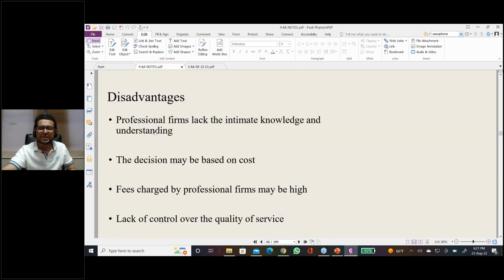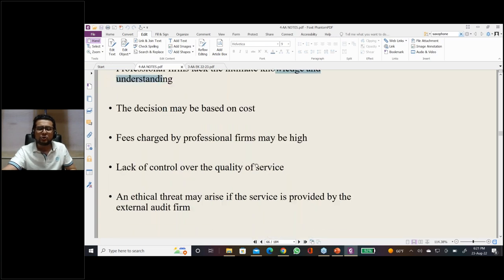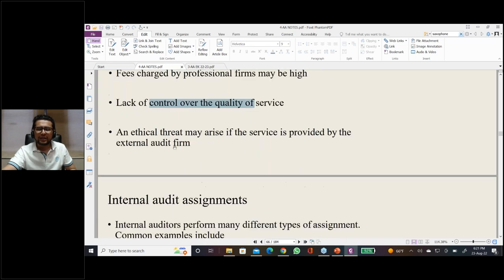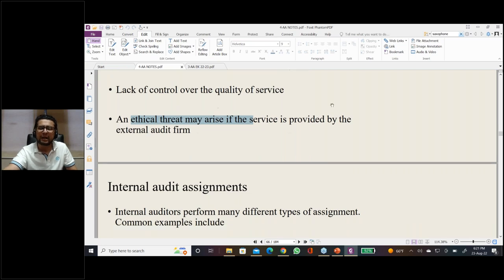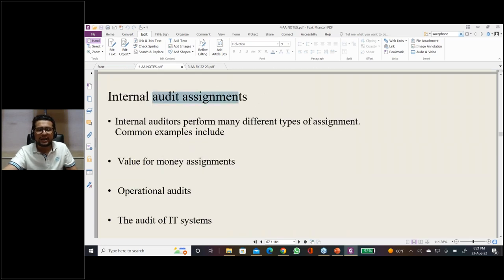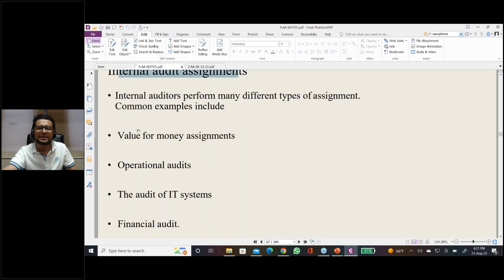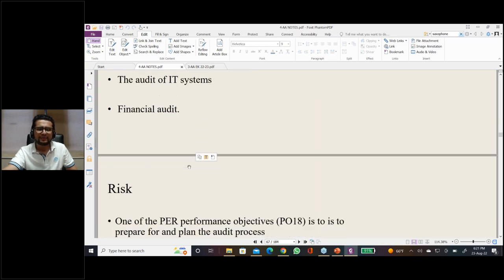Yes, there could be disadvantages: that third party might not have the real knowledge of the client. Well, there is a possibility you might lose control over the quality. There is a possibility you might face an ethical threat if you have outsourced the internal audit department to your external audit firm. Obviously, this is not allowed if the client is a listed company. What kind of internal audit assignments could be assigned to internal auditors? For example, value for money assignment, the three E's, operational audits, the audit of IT systems, and all that.